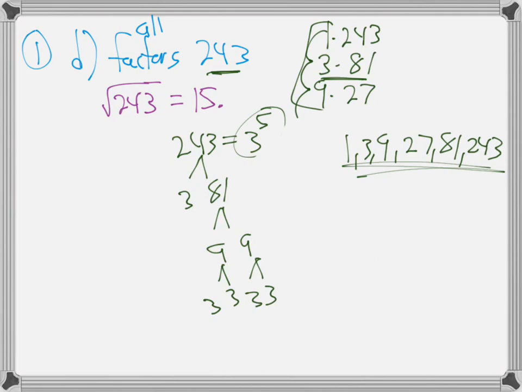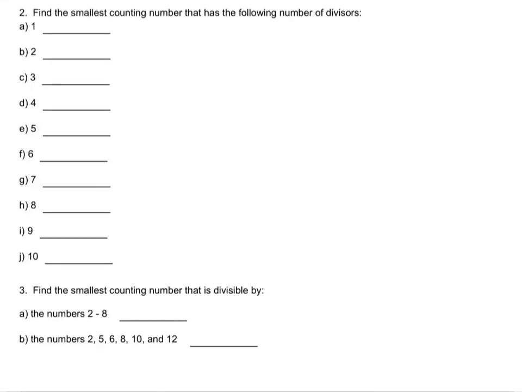I'm doing factors. It says find the smallest counting number, this means regular number, that has the following number of divisors. That's kind of a funny question, huh? Do you understand what they mean first off? Let's make sense of what they even mean. Let's just start with the 6 here. I'll just jump down to the 6. What's the smallest number you know that has 6 divisors? 6 things that go into it.